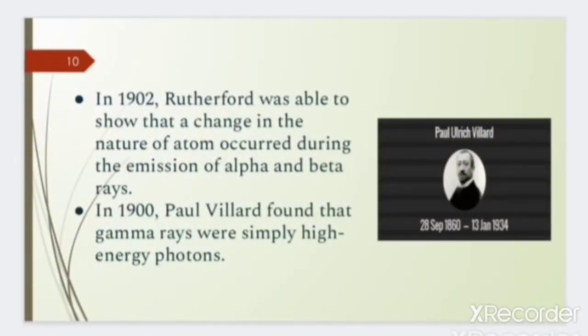Thus, finally, in 1902, Rutherford was able to show that a change in the nature of atom occurred during the emission of alpha and beta rays. That means the atoms were found to be transmuting. Even before that, in 1900, another scientist, Paul Villard, found that gamma rays were simply high energy photons and of the same type as X rays. So it was after Paul Villard's discovery that in 1903 Ernest Rutherford was able to name this radiation as gamma rays based on their relatively strong penetration of matter.